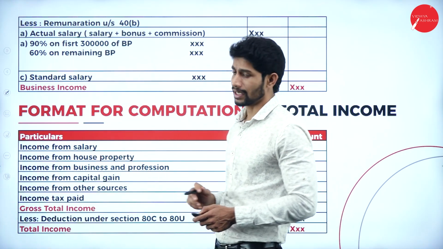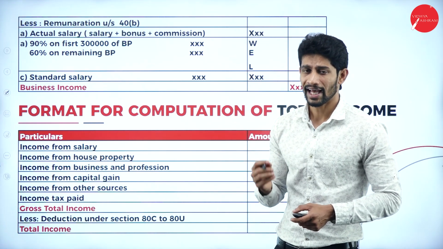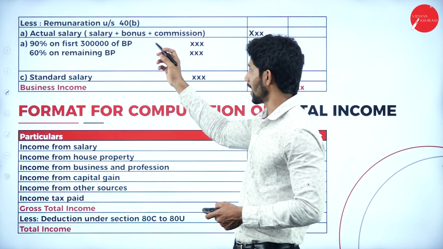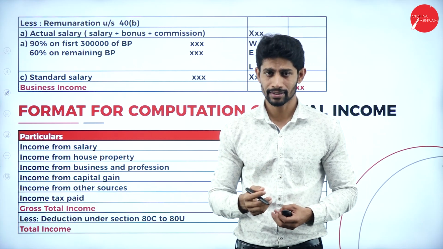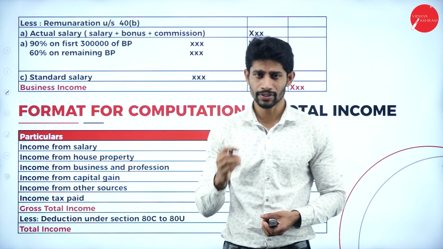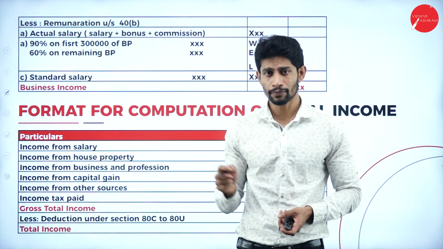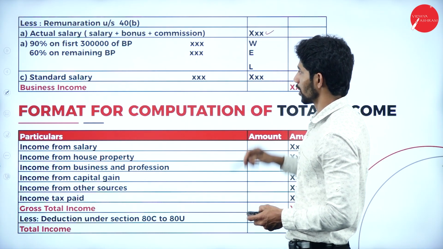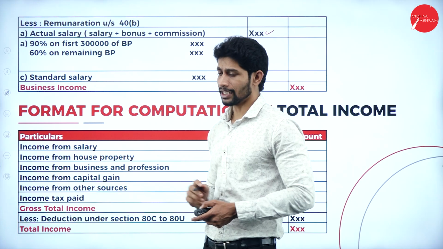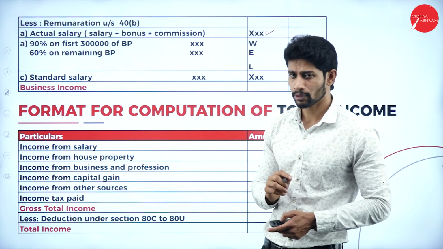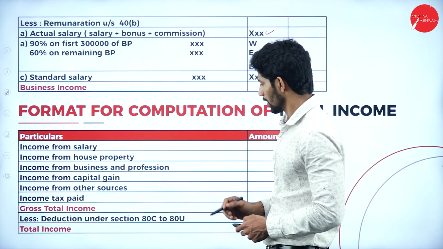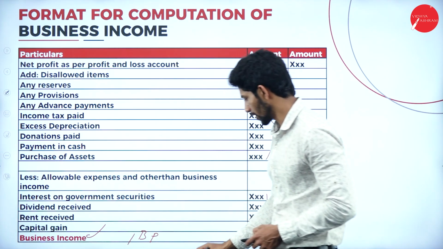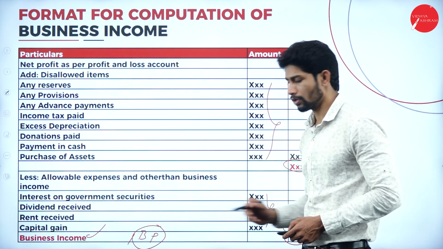So actual salary. What is actual salary? Actual salary is nothing but the salary, bonus and commission paid to the partners. If any salary, bonus or commission is paid to the partners, the total of those three items is called actual salary. So take it in the inner column. Next, 90% of first 3 lakh of book profit. So what is book profit? Here, the business income we found is called book profit.